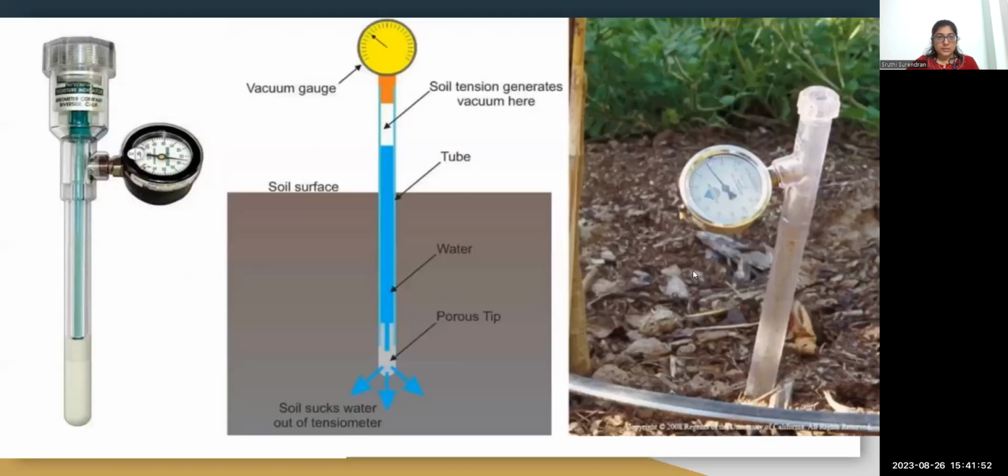And this is how a tensiometer looks. It is inserted into the soil, and there is a porous tip through which water is sucked in, and then a vacuum gauge measures the tension generated by the vacuum over here. We don't have to go into the details, but I just wanted you to have a look at how the instrument looks.